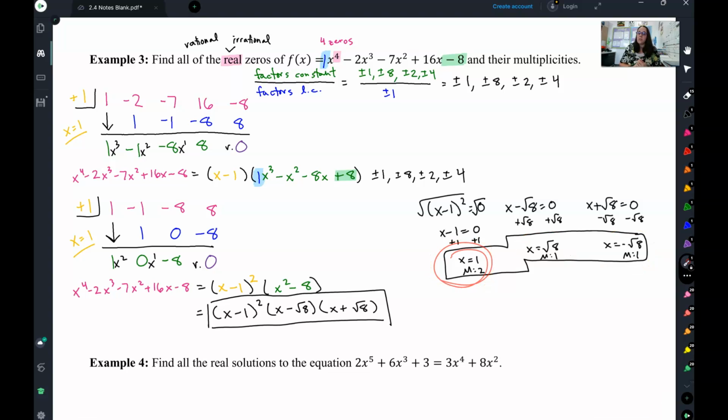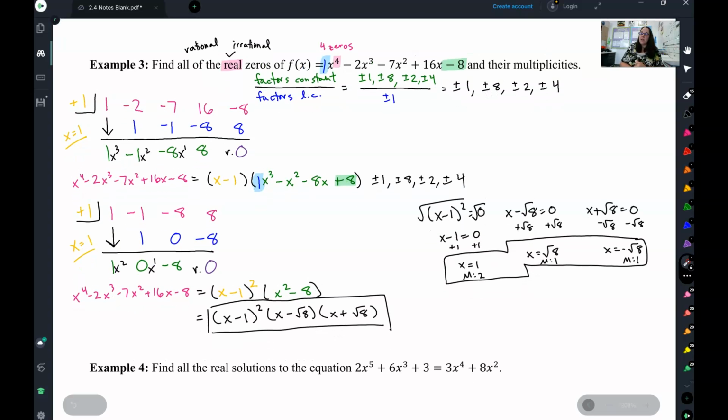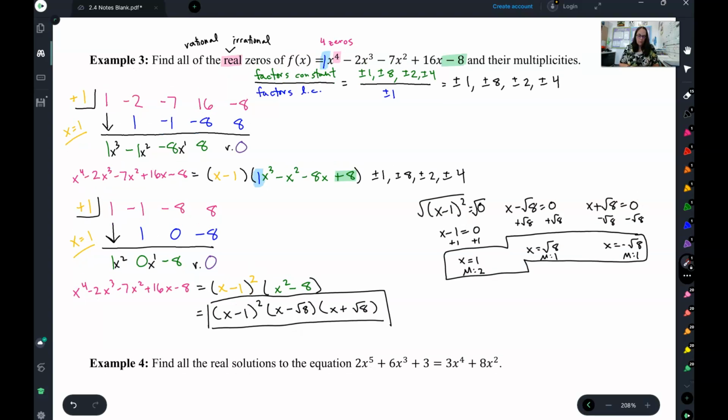So that trick, that fundamental theorem of algebra that we're going to learn about next time, does still work. The degree is how many answers you should have. Okay, that is all for example 3. The last example of the day is example 4, where we're going to try one that is to the 5th power.